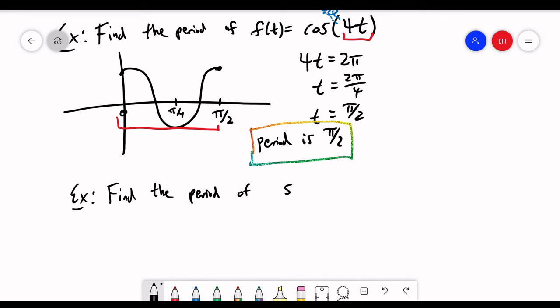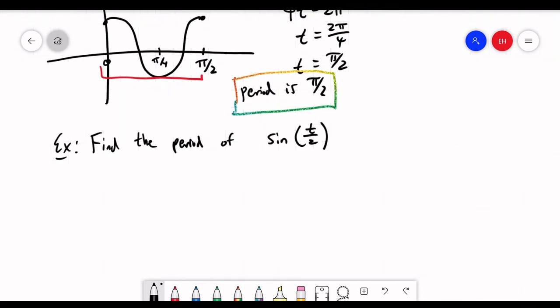Find the period of, this one's going to be sine of t over 2. Okay, so let's do the easier way where we just say, okay, sine is checking out the inside there, and it's saying, when I see 2 pi, I'm going to repeat. So I just set t over 2 equal to 2 pi and solve for what t has to be. Just multiply 2 on each side, I get 4 pi. So the period's going to be 4 pi.